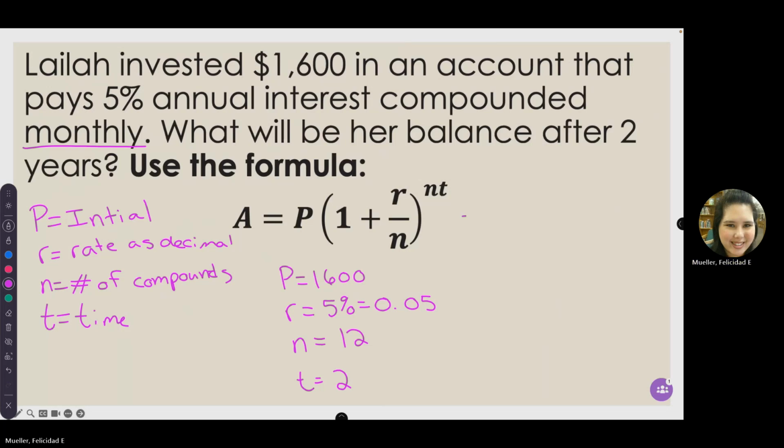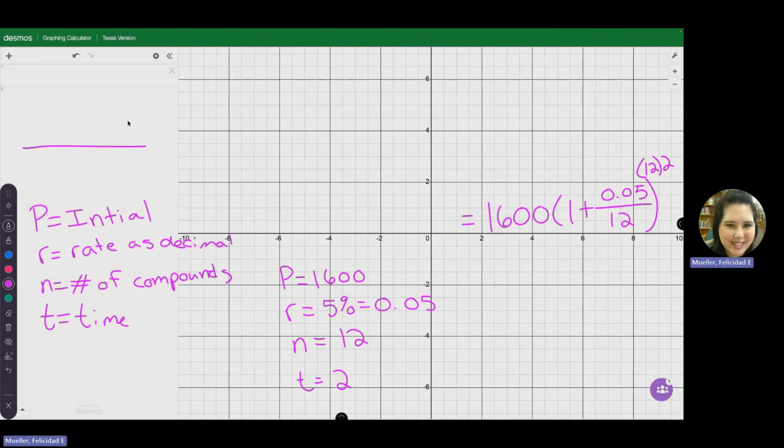So in this specific problem, all you have to actually do is plug it into our formula. We have 1,600 parentheses 1 plus 0.05 over 12 raised to the 12 times 2 power. And we are just going to go ahead and type that into a calculator. So we're going to type that here into Desmos.